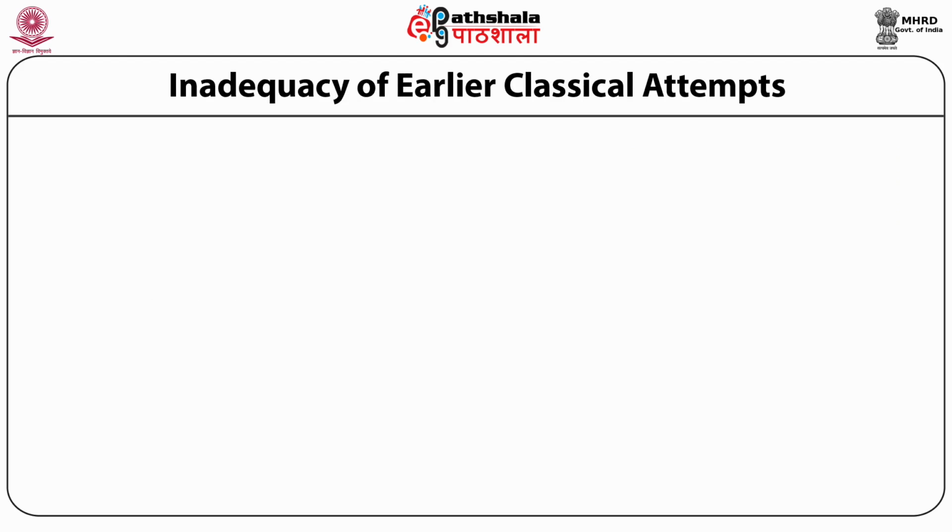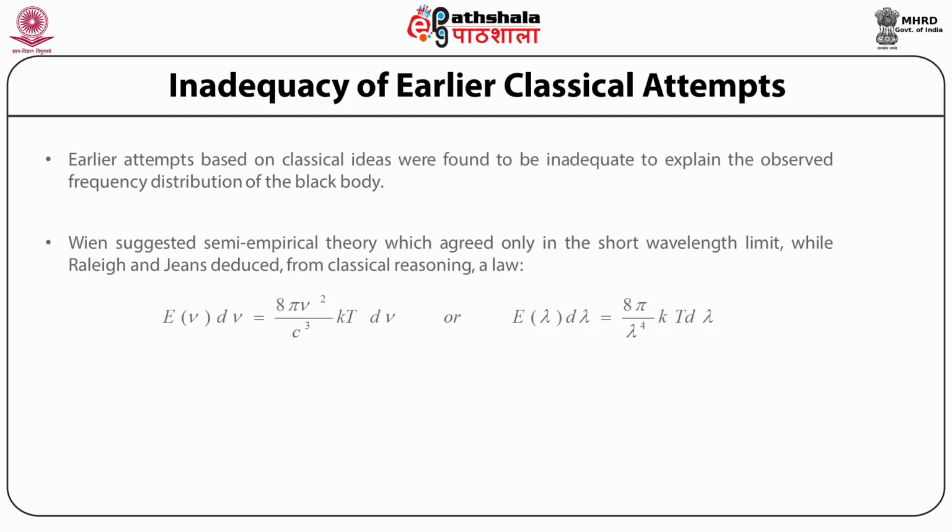The relationship that Rayleigh and Jeans deduced from the classical reasoning is given by E as a function of mu, d mu is equal to 8 pi mu square by c cube into kT d mu. This is the relation in terms of the frequency of the energy density distribution.